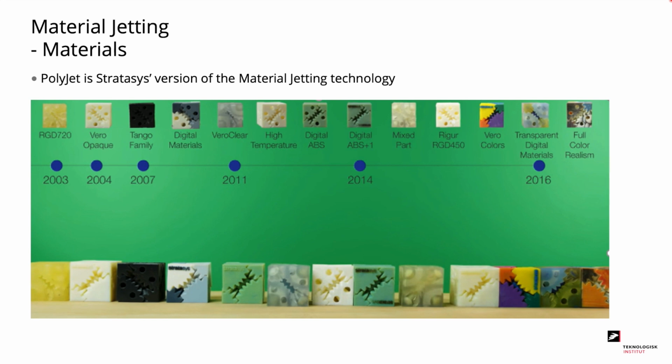Here we have a view of the PolyJet materials, and that is Stratasys' version of the material jetting technology. We can see that there is a wide range of polymer materials, all the way from 2003, where they developed a rigid material called RGD 720. Through the years, they have developed different kinds of materials. In 2011, they developed a clear material called VeroClear. And we can see that after 2016, they have developed a full color realism material.